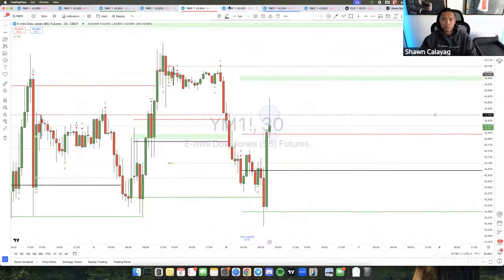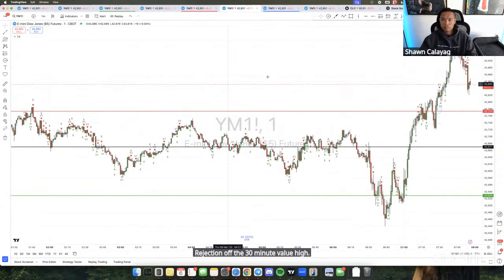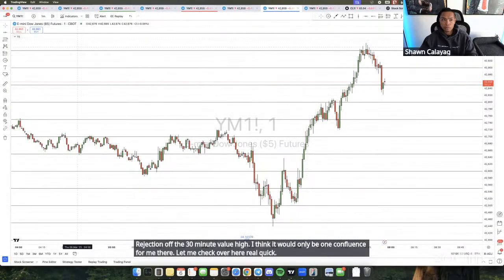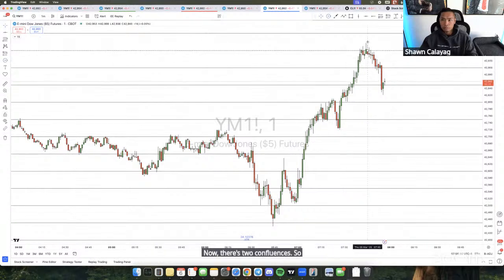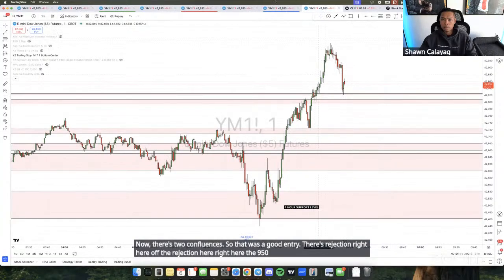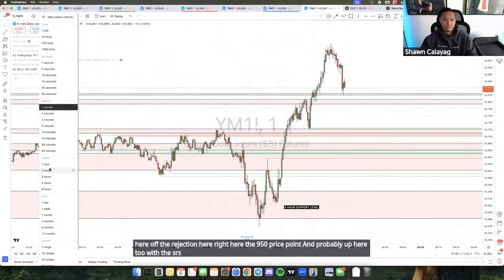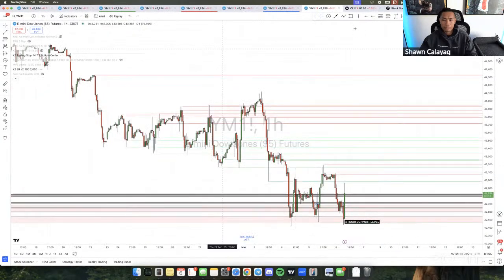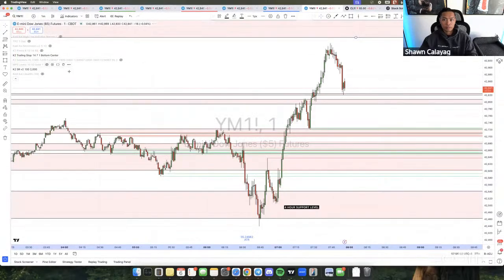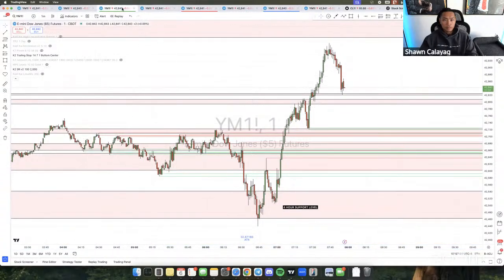Rejection off the 30-minute value high. I think it would only be one confluence for me there. Let me check over here real quick. No, there's two confluences, so that was a good entry. There was rejection right here off the 950 price point. And probably up here too with the SRs. Yeah, there was. Yeah, so good entry right there, guys.